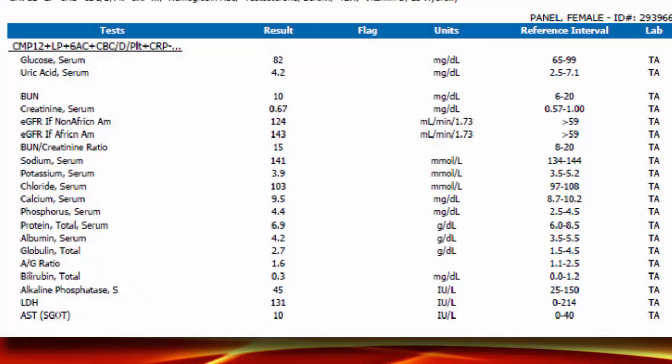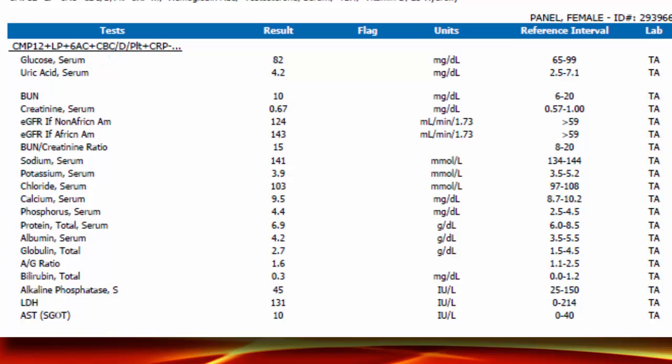So let's take a look at some of the tests that were performed, and we'll work our way down the line. So we see serum glucose levels are at 82 milligrams per deciliter, and the reference range is between 65 and 99. So this patient falls within the normal levels. And of course, this test is for screening for diabetes or pre-diabetic situations.